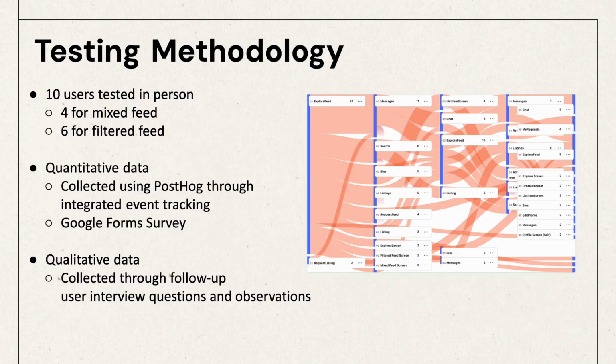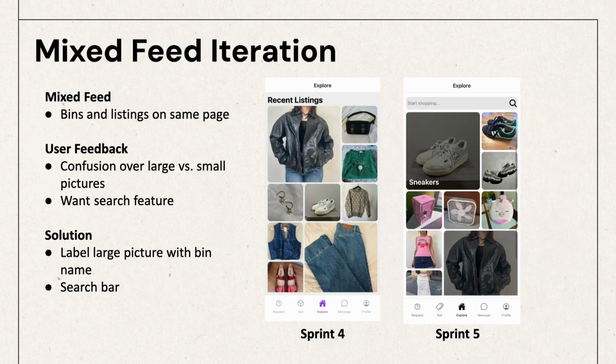For our user testing, we interviewed 10 people in person. Since the results from our A/B testing in Sprint 4 didn't reveal a clear best choice for the Explore feed, we also decided to perform another iteration of A/B testing. We collected both quantitative and qualitative feedback through post-hoc event tracking and a Google form. The feedback we received motivated the changes in our design.